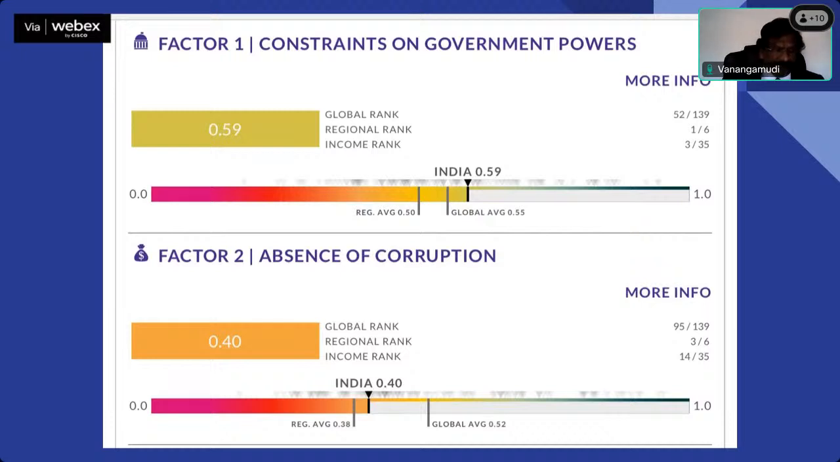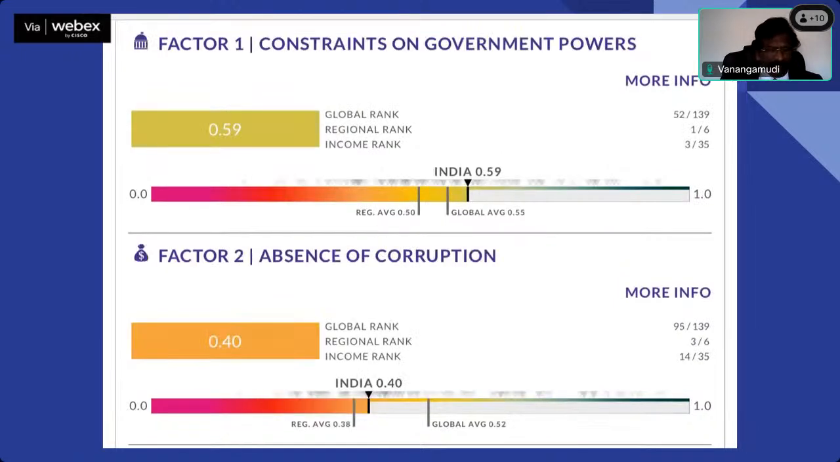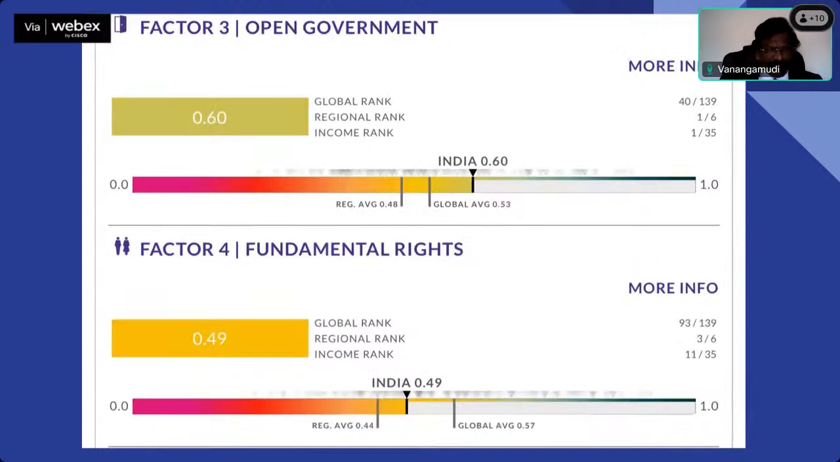Then the third factor is open government. Open government and constraints on the government are identical or related concepts. In open government, India is in a better position, 0.6. Out of 139 countries, India's position is 40. Out of 6 countries in South Asia, we are number 1. Out of the income group of 35 countries, India is number 1. So India is better placed in open governance. That's a point to be noted. It's a very interesting area.